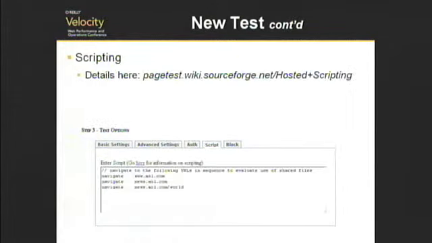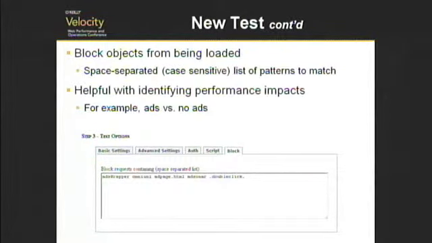There's some basic authentication that you can do here. There's also some basic scripting, more details there at that URL. Now this one's really cool. You can block objects from loading, using essentially a text matching string there. If any objects containing any of that text is matched on, that object will not be called. So it's a great way to test your page without ads or without a widget or without something, so you can see how it performs with or without certain content.